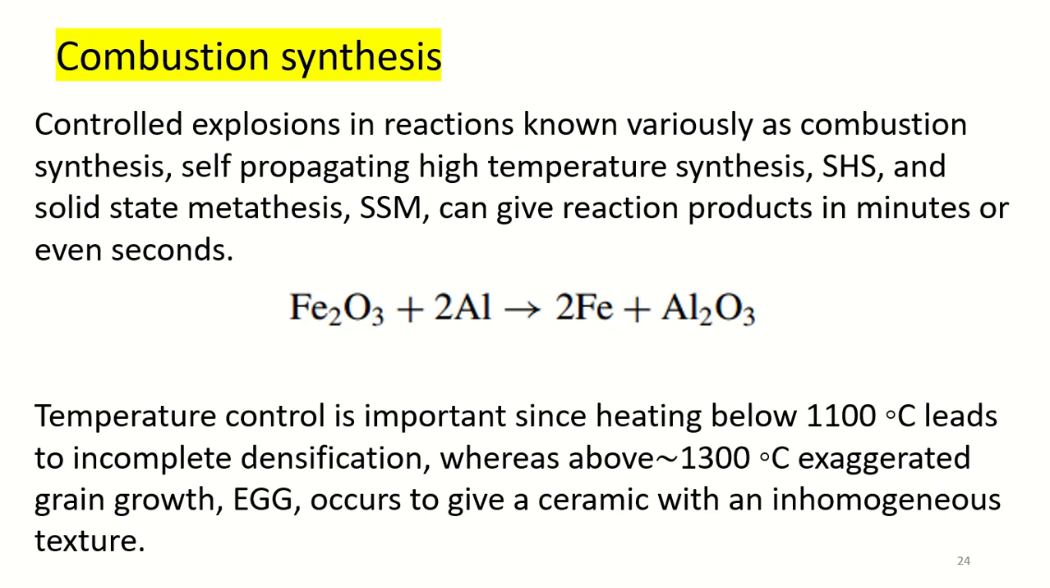Temperature control is quite important, since heating below 1100 degrees Celsius may lead to incomplete densification, whereas above 1300 degrees Celsius exaggerated grain growth (EGG) occurs to give a ceramic with an inhomogeneous texture.